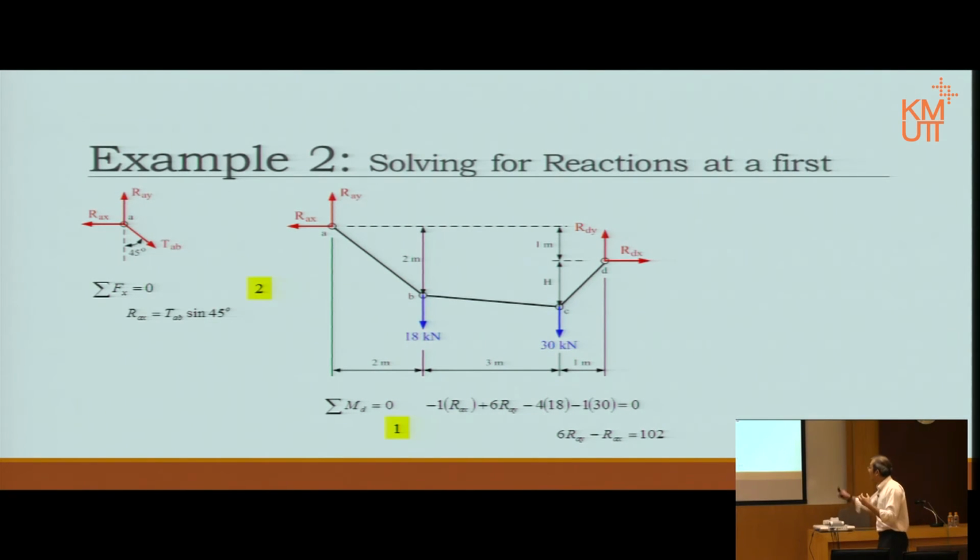Then going there, I have RAX, and there I have RAY. The linkage between RAX and RAY is apparently through TAB, right? So therefore, I can use equation 2 divided by equation 3. Then I get RAX and RAY are the same.